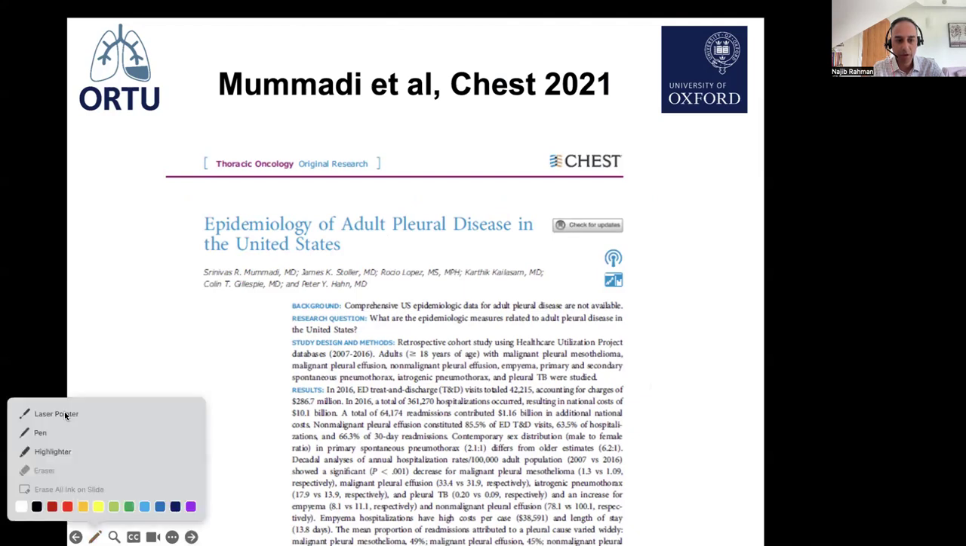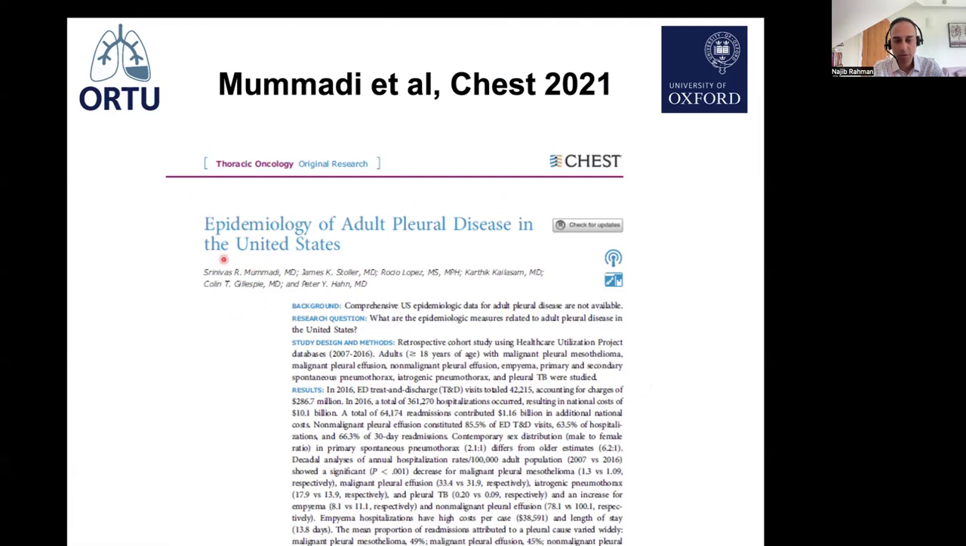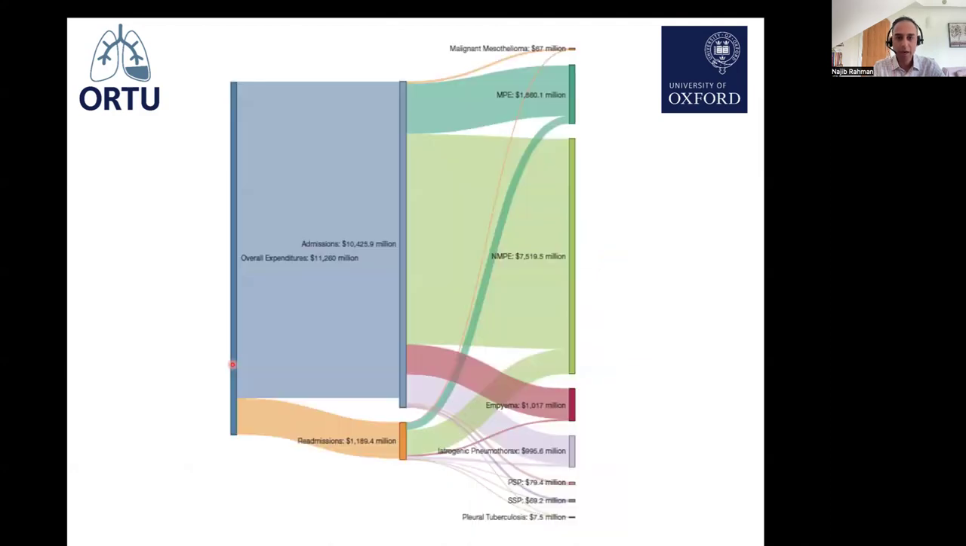Let me just bring up my pointer. It's well worth a read, and it was a project over roughly a 10-year period. And this is what they showed. So they looked at the total cost of pleural disease as a proportion of all spending within the USA. And you can see here that malignant pleural effusion, 1.8 billion, non-malignant pleural effusion, so heart failure and so on, 7.5 billion. So this is an incredibly important disease area for all of us.